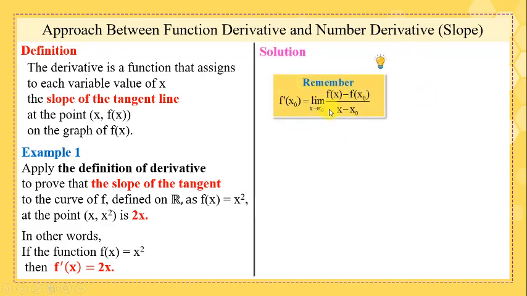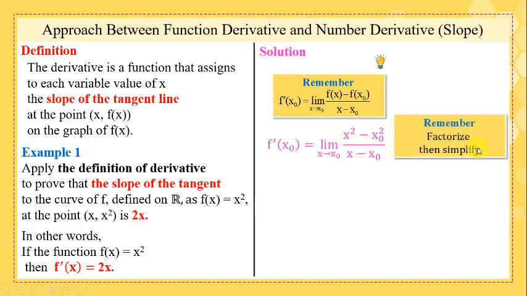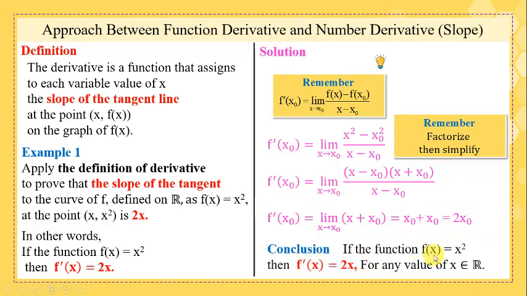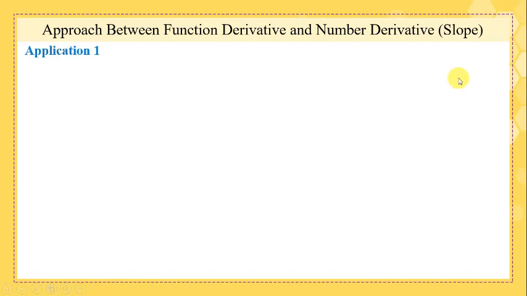Remember the definition of derivative. Simply apply this definition at x equal x0. Of course, factorize and simplify. So we do the steps, and as you notice here, we get the answer 2x0. So now we can deduce that if the function f of x equal x squared, then the function derivative equal 2x for any value of x. This is an approach between the function derivative and the number derivative. Application.